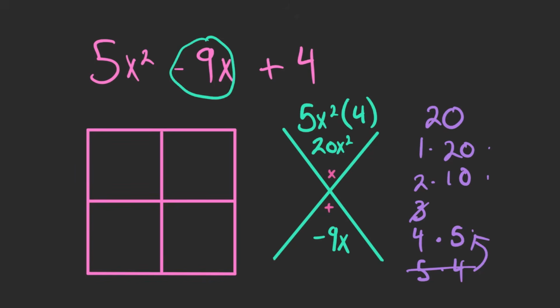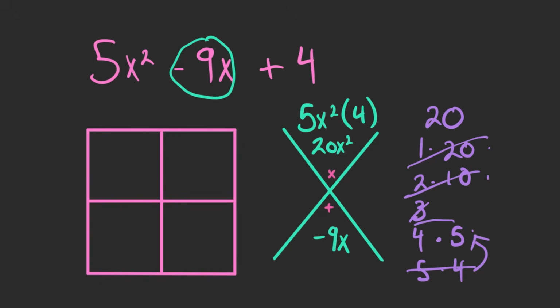So the question is, what combo of those numbers will add to give me a negative 9? And some of you are probably already thinking, well, those numbers are positive, and those cannot add to give me a negative 9. But what I like to do is go through and just see. 1 plus 20, that's 21, so that's probably not going to work. And if I were to subtract 20 minus 1, that gives me 19, so this is probably not going to work. 2 and 10 are going to add to give me 12. If I subtract 2 from 10, that gives me 8. None of those combos are going to give me 9.